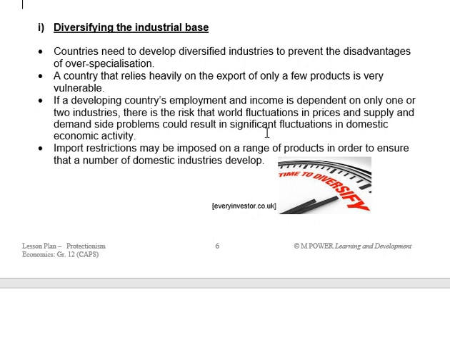We cannot over-specialize like that. We need a varied industrial base. We need to produce different things, lots and lots of different things that we can export and sell to earn an income. We cannot rely just on one or two things.